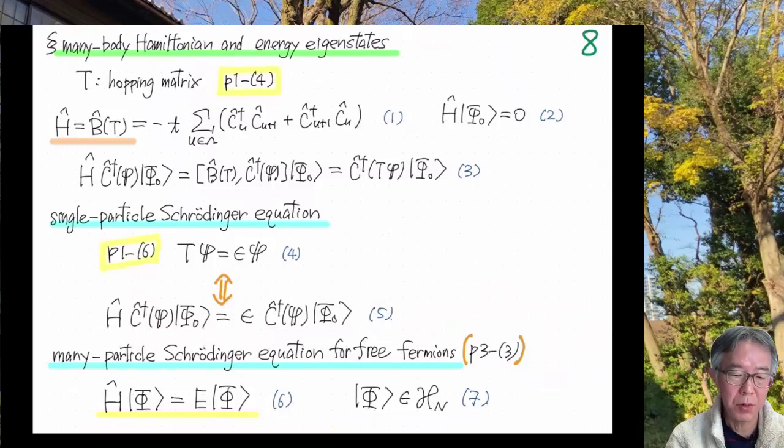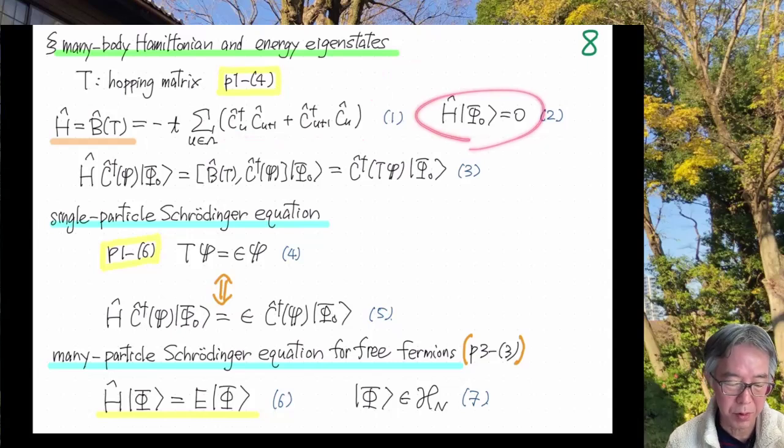Okay, and so T is our hopping matrix, and then consider this thing, B hat of T, and call it H. That is our Hamiltonian, and if you plug in the definition, it looks like this. And this is really hopping, right? In this case, you annihilate a particle at U plus 1 and create one at U. So this means the particle was at U plus 1, but it goes out and it appears at U. So this is basically hopping, the same thing. Okay, and also note that this is true because this is just a general property.